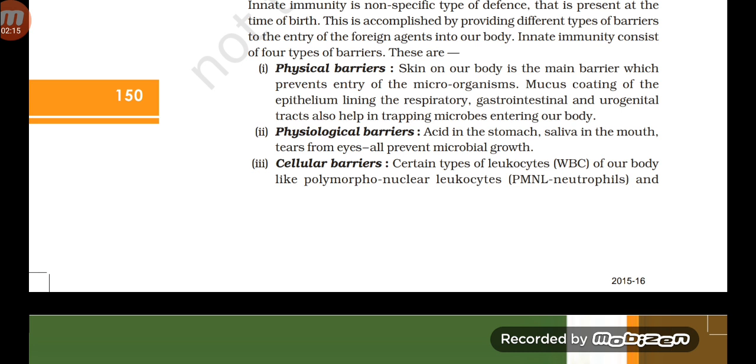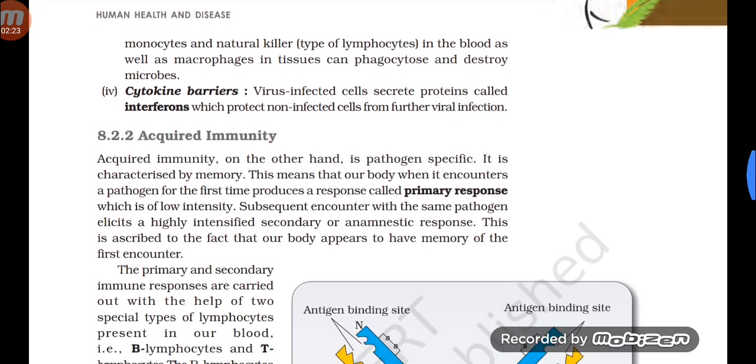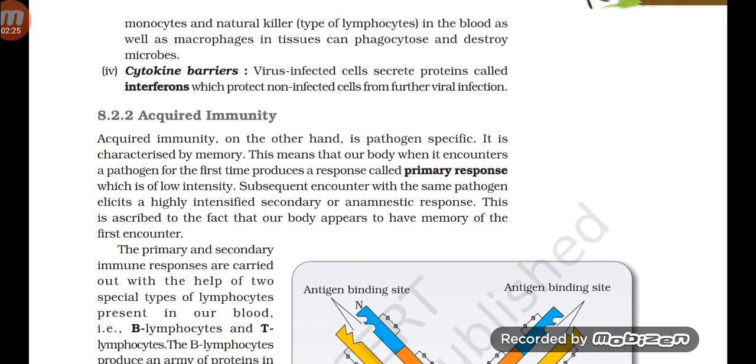Certain types of leukocytes, WBC of our body, like polymorphonuclear leukocytes, PMNL neutrophils, and monocytes, and natural killer type of lymphocytes in the blood, as well as macrophages in the tissues, can phagocytose and destroy the microbes. Next, we go on to the cytokine barriers.